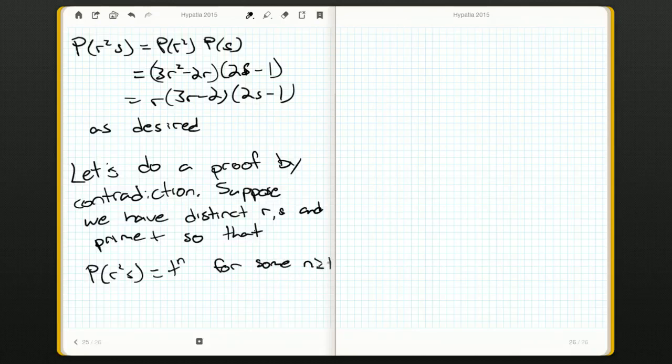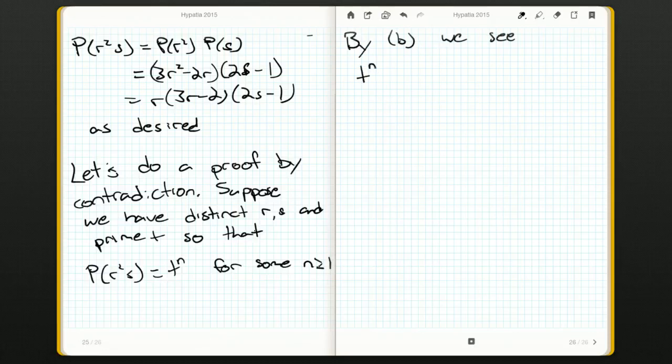So let's suppose we have this setup. r and s are distinct primes, t is a prime, and n is a positive integer. Well, by B, we can expand this out. We get t^n is equal to r(3r - 2)(2s - 1).